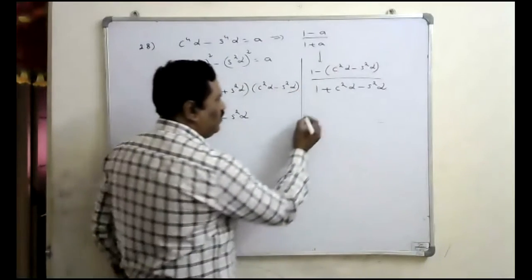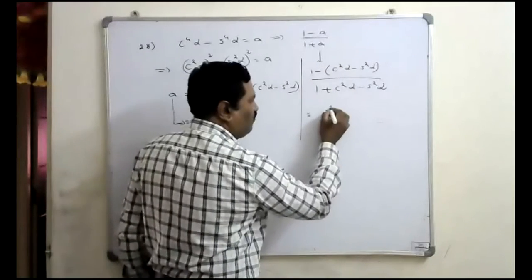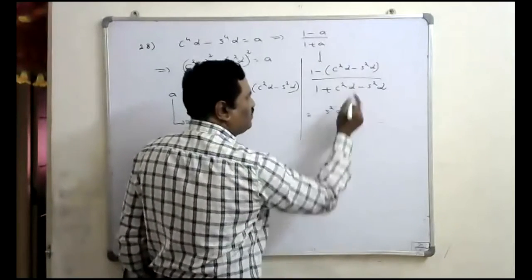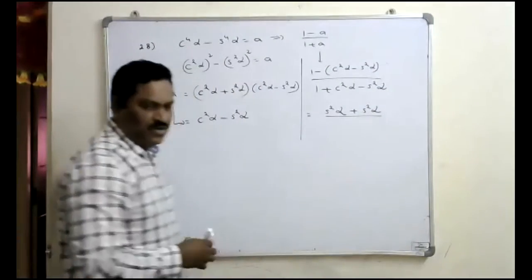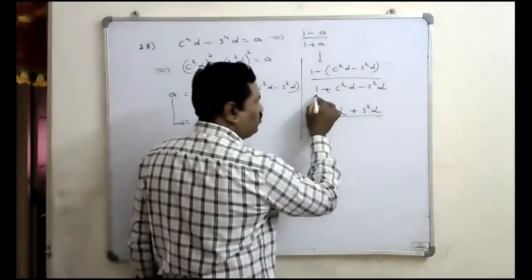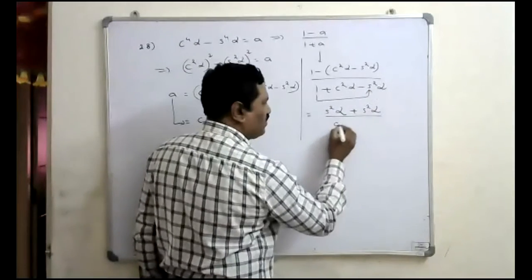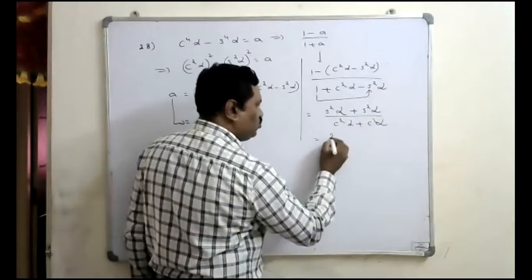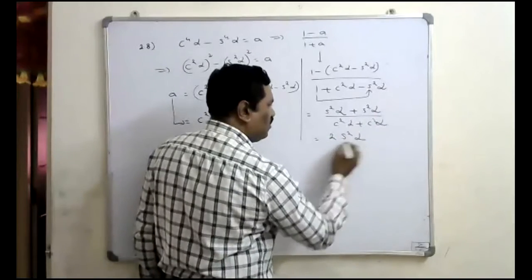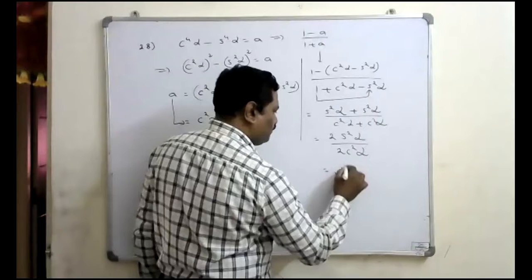Now, if you observe the numerator, first 1 minus cos square alpha, which is sine square alpha, minus into minus plus sine square alpha. Upon, in the denominator, consider the first term and the last term, 1 minus sine square alpha, which is cos square alpha, plus cos square alpha is there. So it is 2 sine square alpha upon 2 cos square alpha, that is tan square alpha. That is the answer.